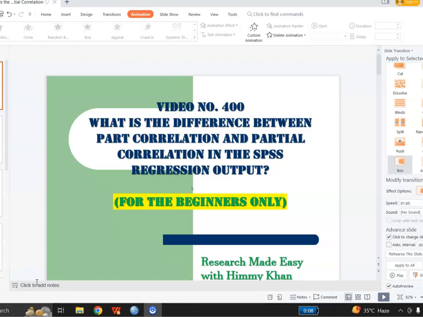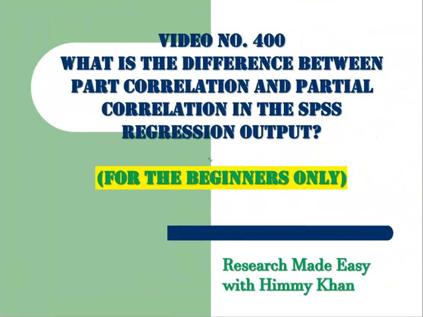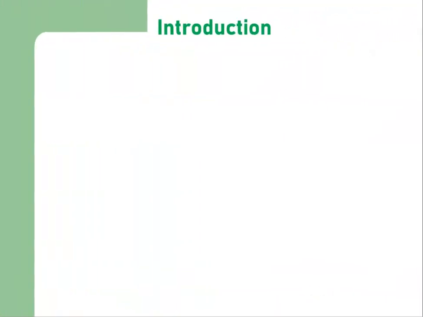In this video, I'm going to explain the difference between part correlation and partial correlation in SPSS regression output. First, I would like to define both of these types of correlations, that is part correlation and partial correlation, and then I'll give you some examples, and finally I'll perform the comparison of partial and part correlation using regression output, and I'll show what is the meaning of part correlation in regression.